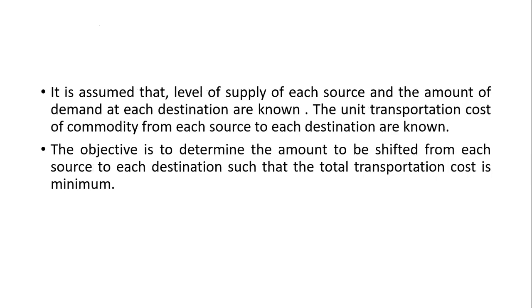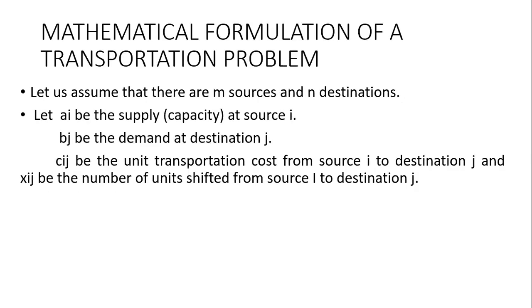It is basically considered that the level of supply at each source and the amount of demand at each destination are known well in advance. The unit transportation cost from each source to each destination is considered to be a known variable. The objective is to determine how much of the material is to be shifted from each source to each destination. By doing so, what is the minimum total transportation cost?